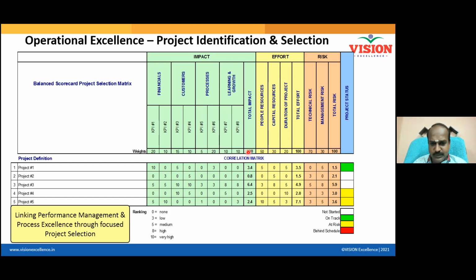Now the score, what you see here, is called a weighted score. It's called a weighted score. Weighted score is, the score is 10 here. And what is the weightage for this? 20. 10 into 20, 200. So the weighted score is 200. Similarly, 0 into 10, 0, something like that.